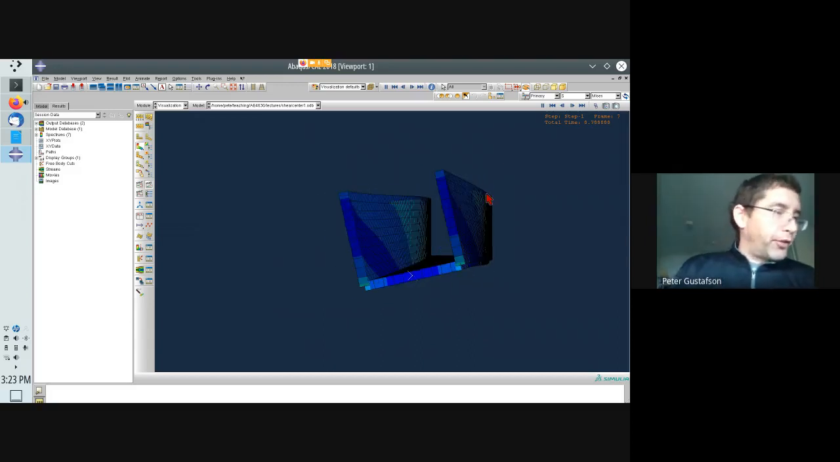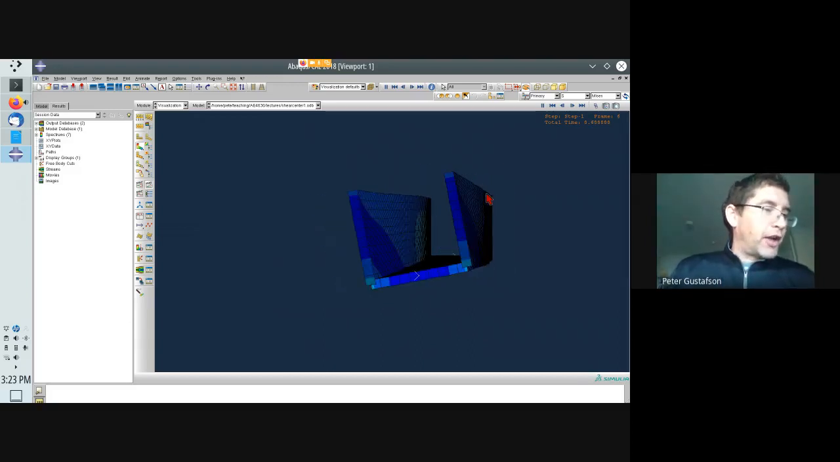Okay, so David asked, did the force change direction to cause the twist? No, the force that's being applied is directly in the X direction.